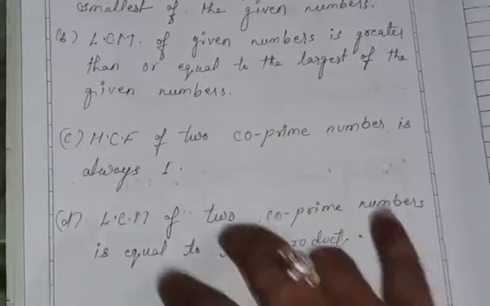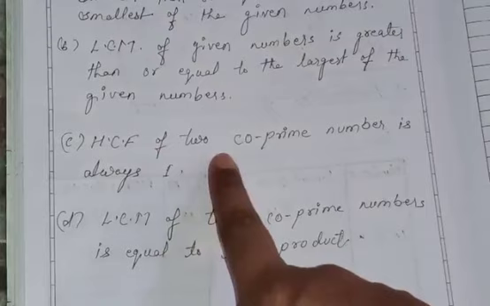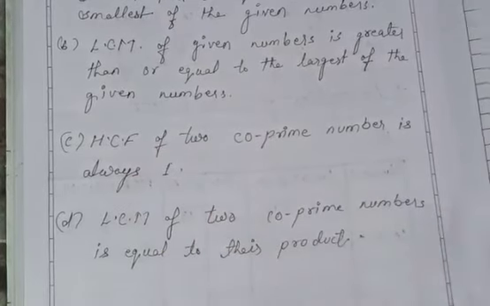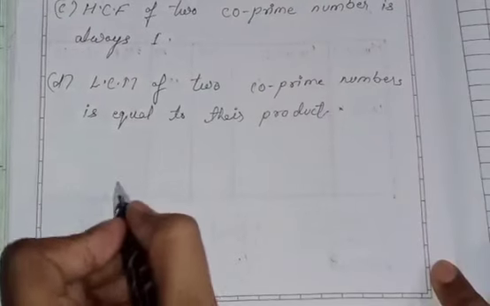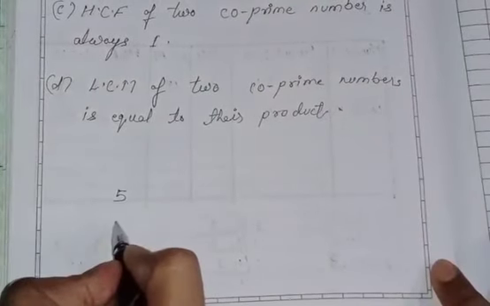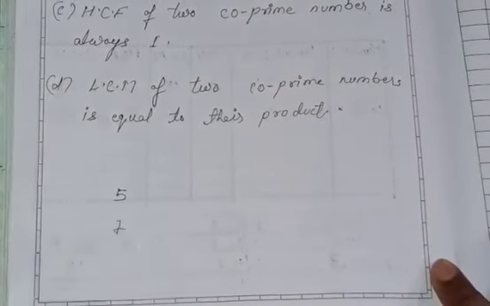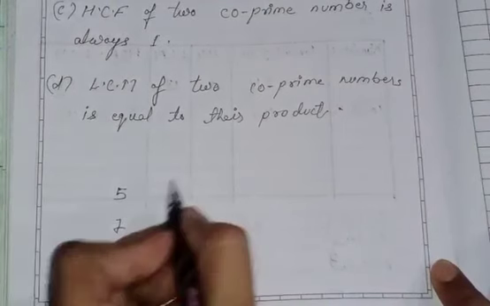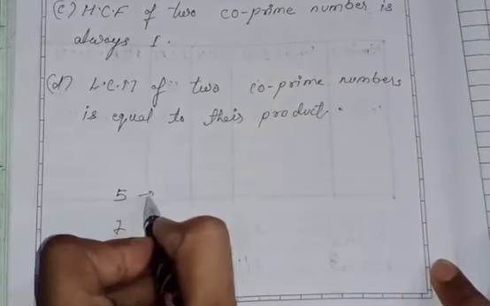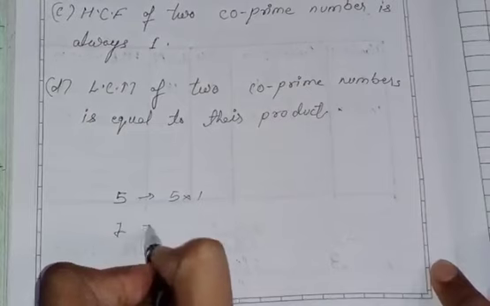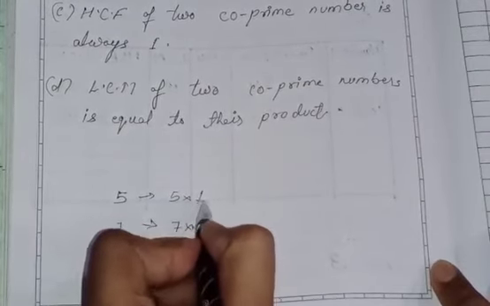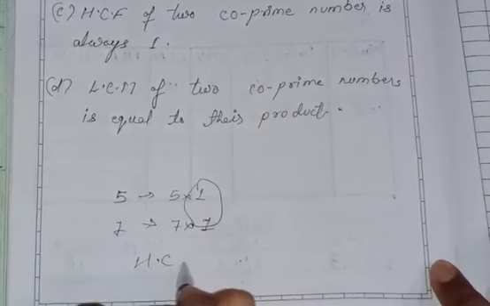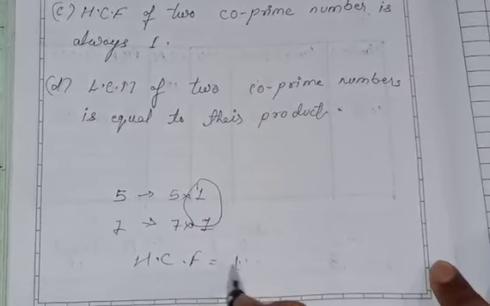Now the third property is the HCF of two co-prime numbers is always 1. For example, 5 and 7, these numbers are co-prime. So we can write 5 as 5 multiplied by 1 and 7 as 7 into 1. So what is the common number? That is 1. So the HCF of two co-prime numbers is always 1.